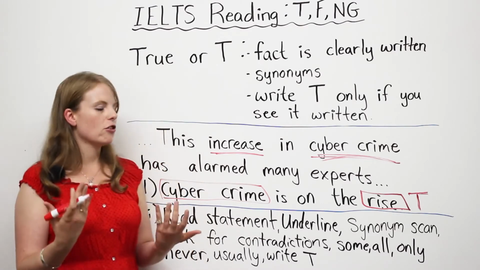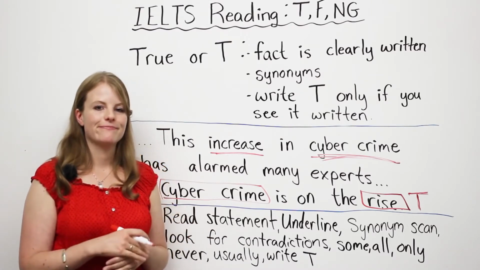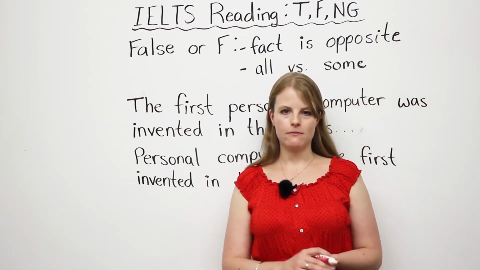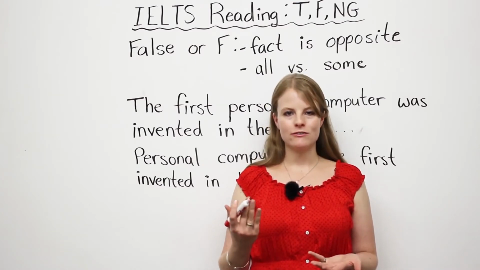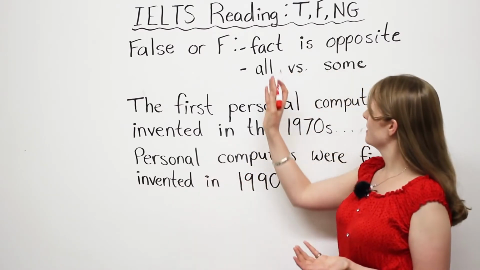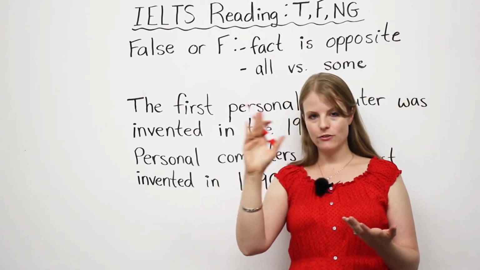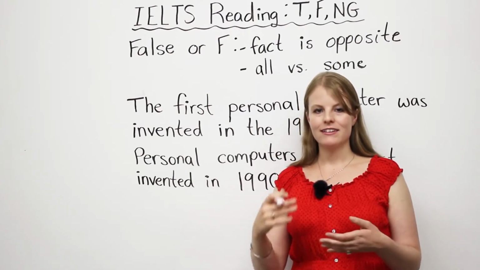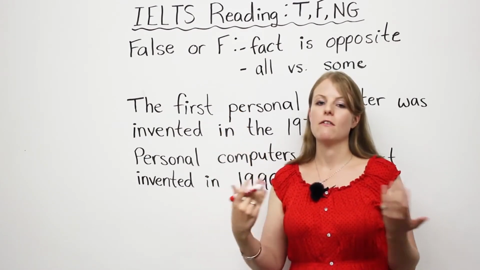Okay, so now let us look at false. What does it mean if you write false? Okay, now let's talk about false. What does it mean to be false in this section of the IELTS? If you write false for the fact at the bottom after the reading passage, it means you're saying the fact is opposite. So if you read the fact says all cats are black, the reading passage says not all cats are black, that would obviously be false.